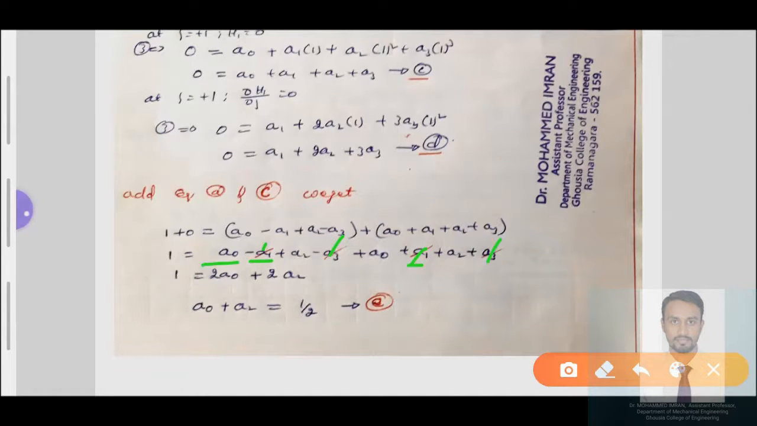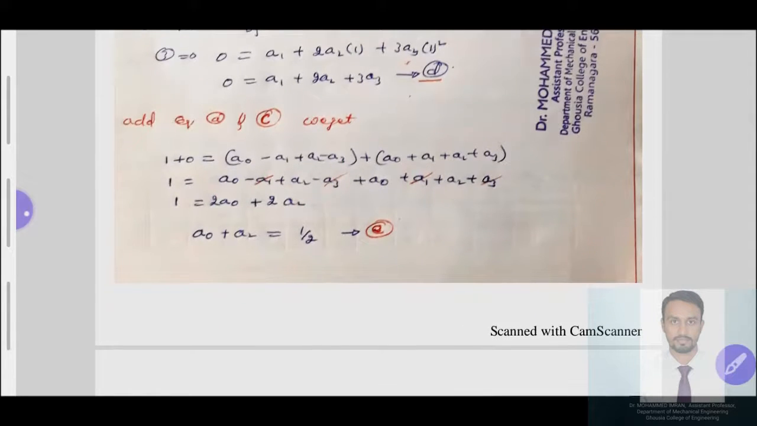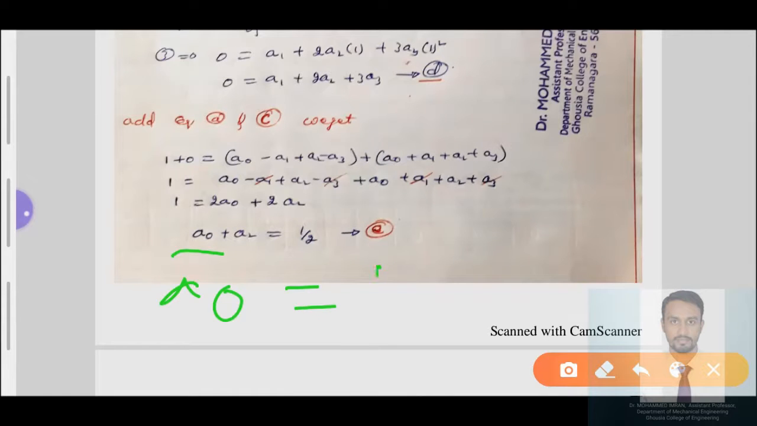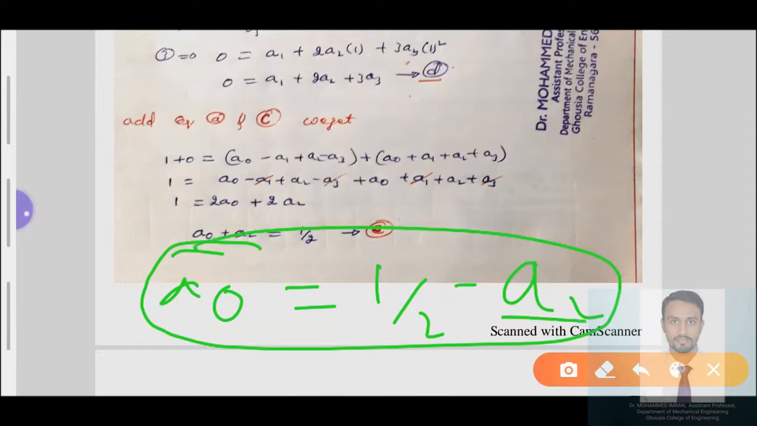Now this equation is in terms of a0 and a2. We have a0 plus a0, which is 2a0, and the left side 1 plus 0 becomes 1, and then a2 plus a2 is 2a2. Rearranged, 1 equals 2a0 plus 2a2. So 4 unknown characteristics lead to 2 unknown characteristics. Now rearrange this equation in terms of a0: a0 equals half minus a2. We got the value of a0 in terms of a2.